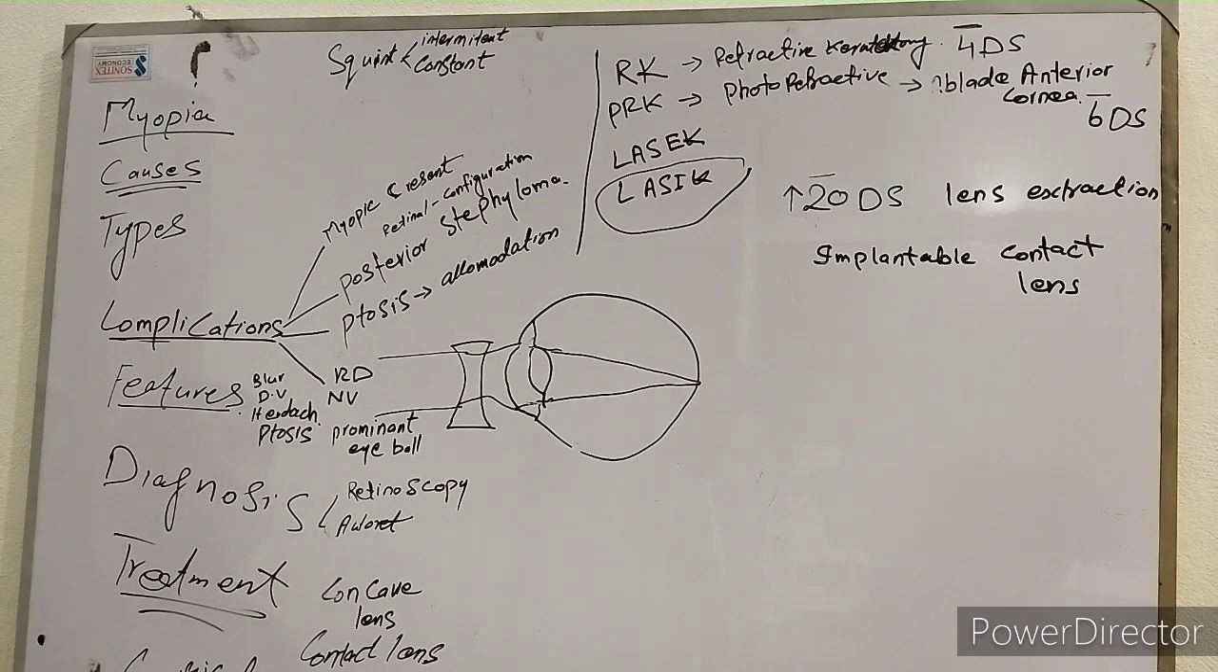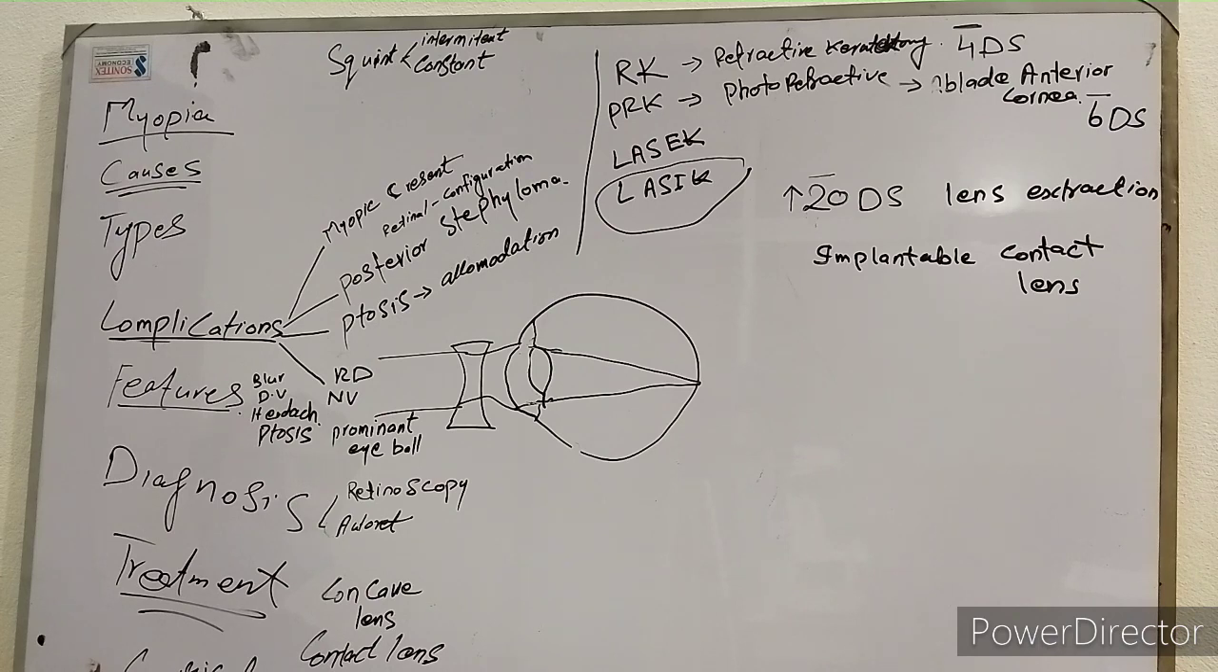Yesterday I explained myopia definition, causes, and types. Today I will explain the complications of myopia, features of myopia, diagnosis, meaning how we can diagnose myopia, the treatment, how we can treat myopia, and finally the surgical treatment of myopia. First of all, I am going to explain the complications of myopia.